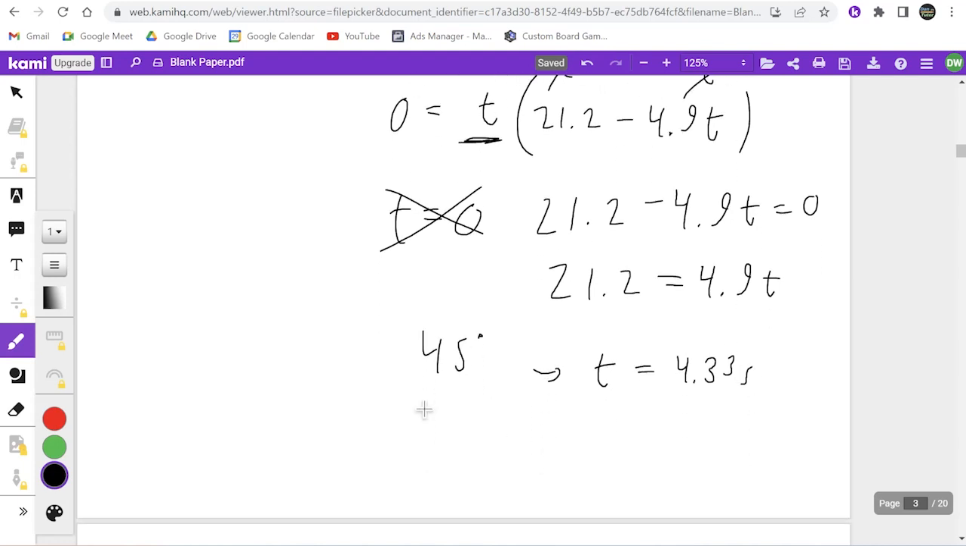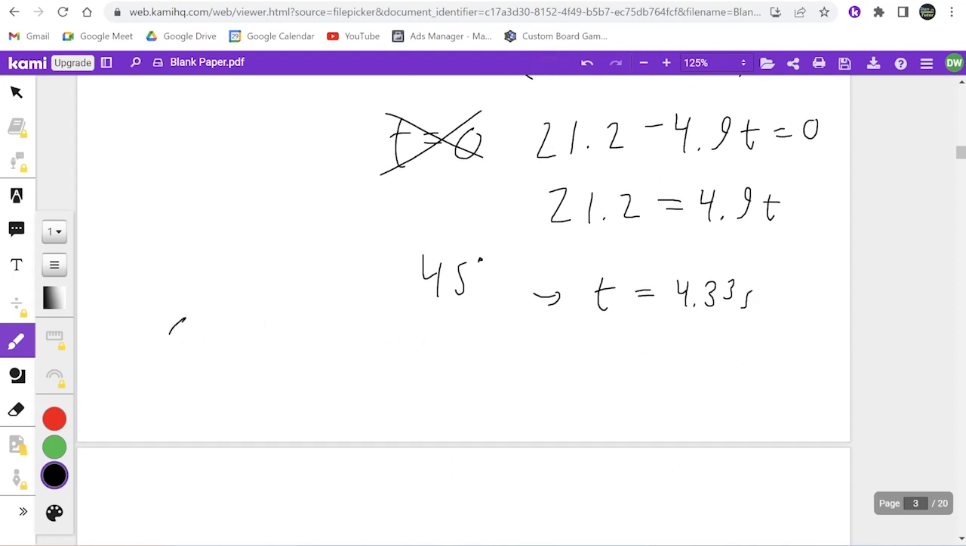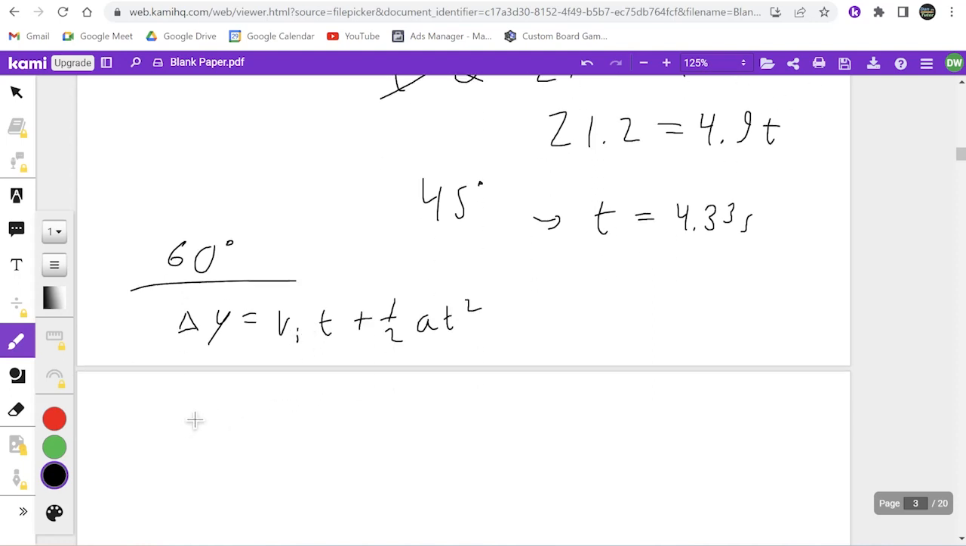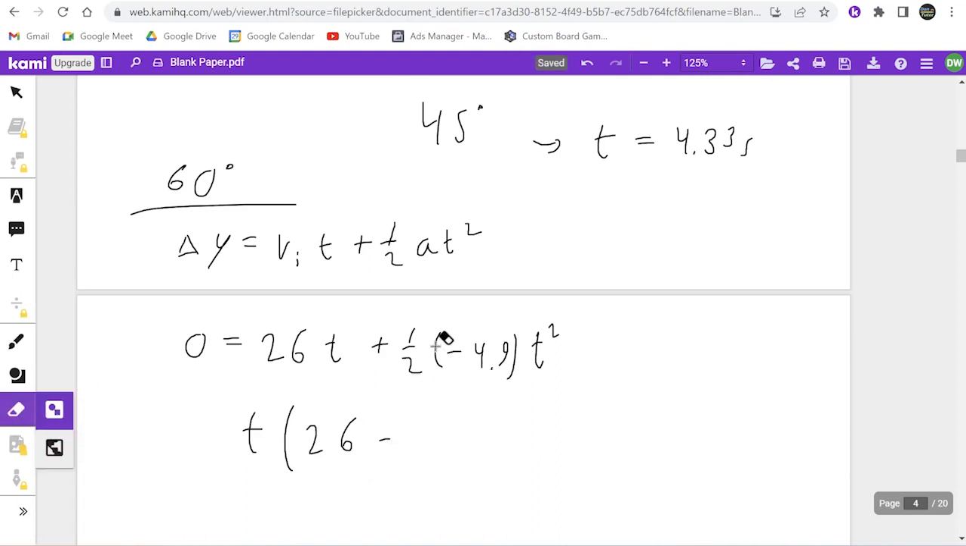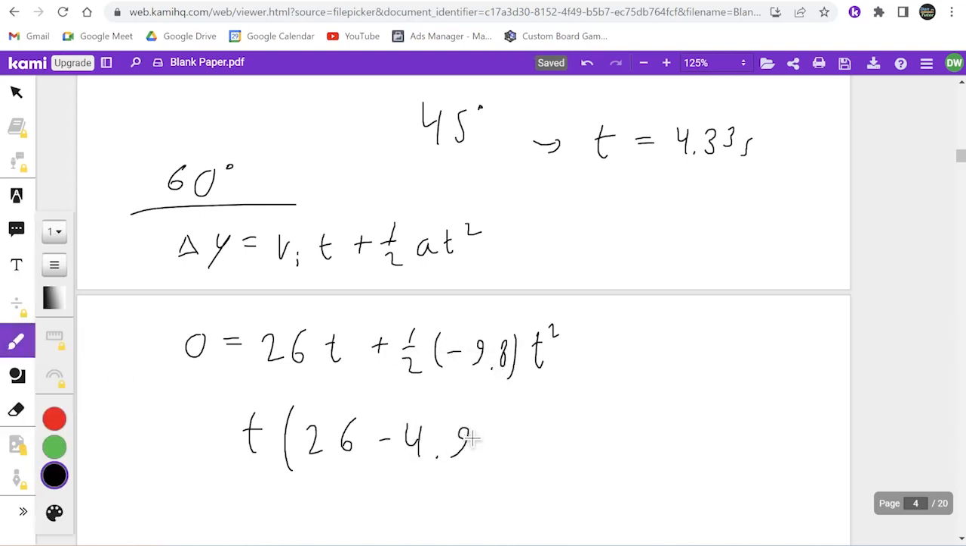And now we have to do the same thing, but for the 60 degree angle. So for the 60 degree angle, same thing, same equation, delta y equals v initial times time plus 1/2 at squared. Delta y zero equals v initial is 26 times t plus 1/2 times negative 4.9 t squared. Okay, same idea, factor out the t. 26 minus, oh, whoops, I already did the 1/2. That was my bad. That's 9.8, and then when I multiply by 1/2, that's when it's 4.9. I apologize for that. And then it's minus 4.9 times t. Any questions so far?